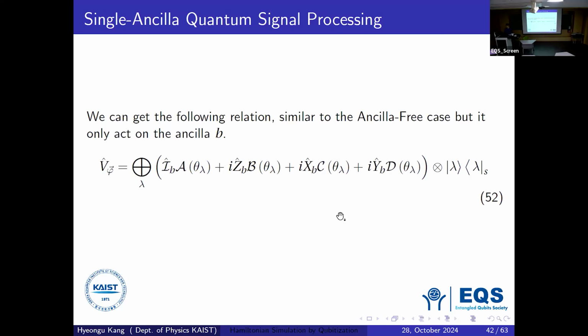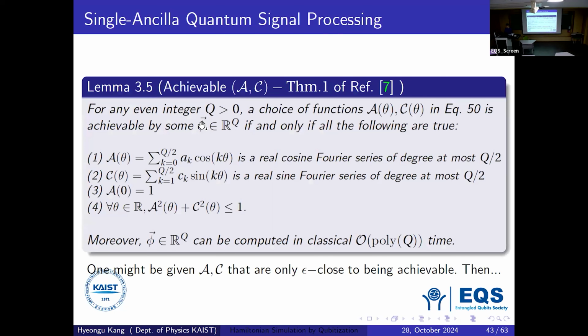This one acts on a different space. And now we bring this theorem from the reference. A of theta is a real cosine Fourier series, and C of theta is a real sine Fourier series, and A0 is 1, and A squared plus C squared is at most 1. Then we can find some psi that can be computed in polynomial time.